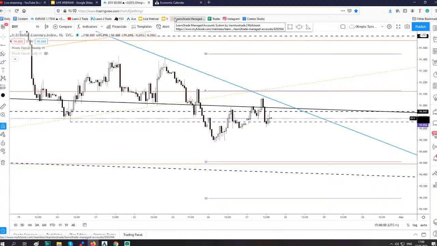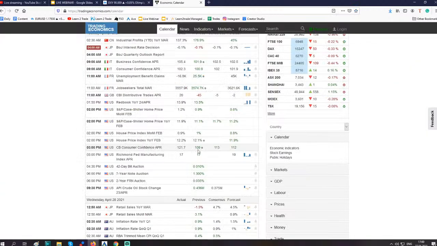So let's refresh our economic calendar again, and whoa, we have an important growth here. CB consumer confidence, the US CB consumer confidence has beaten expectations. It has increased from 109 to 121.7, guys. So let's take a look here how the DXY reacts after this good data reported by the US. So the DXY could jump higher in the short term here.